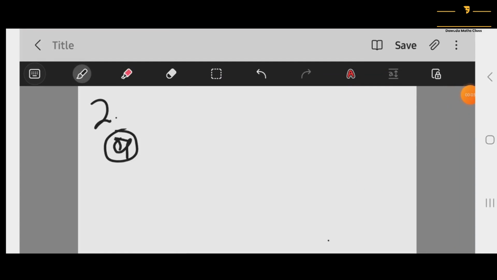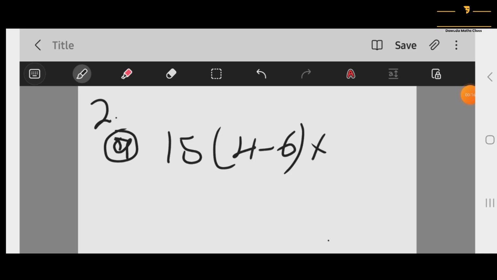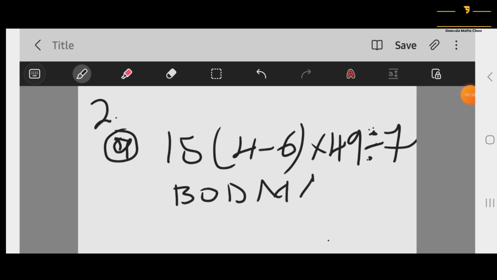Question 2a. Simplify 15 bracket open 4 minus 6 close bracket times 49 divided by 7. This is a division sign, 49 divided by 7. So we have to apply BODMAS. Brackets, of, division, multiplication, addition, and subtraction.